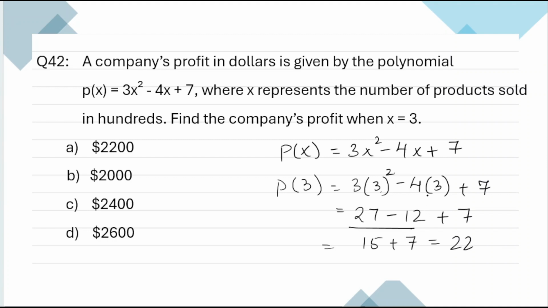So the profit is, this x is the number of products in hundreds. So our profit when x was 3 means basically it was 300s. So our profit is 2200. So option A is the correct answer.